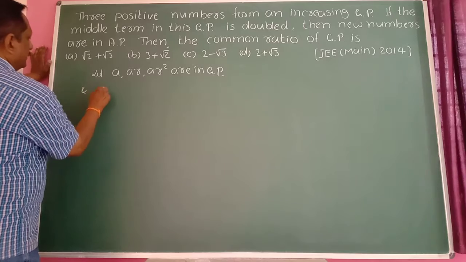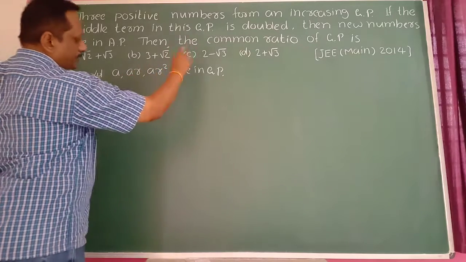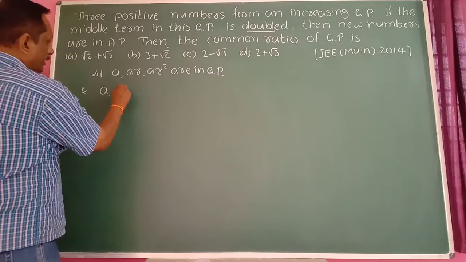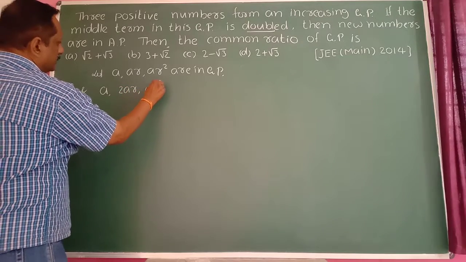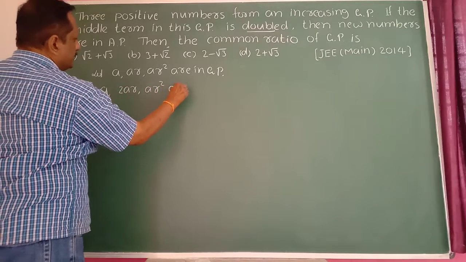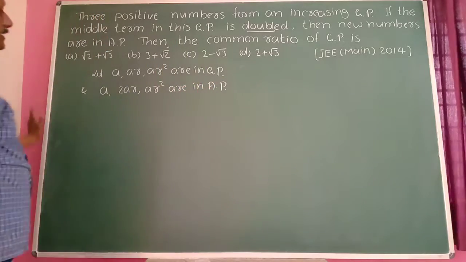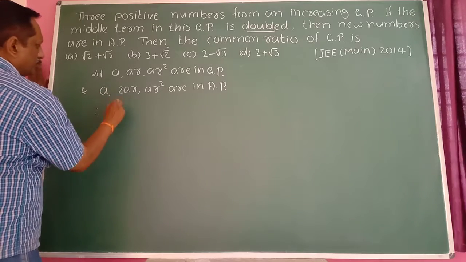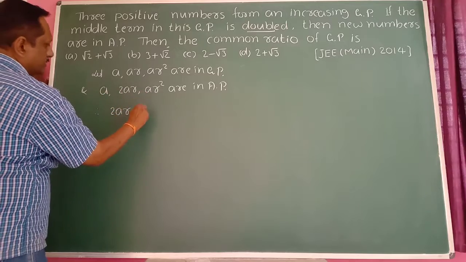And A, comma, the middle term is AR. You can multiply by 2 here because they give me a double. So 2AR, then AR square. Then this becomes an AP. These three numbers become an AP. Therefore, according to the arithmetic mean formula, 2AR is equal to A plus AR square.